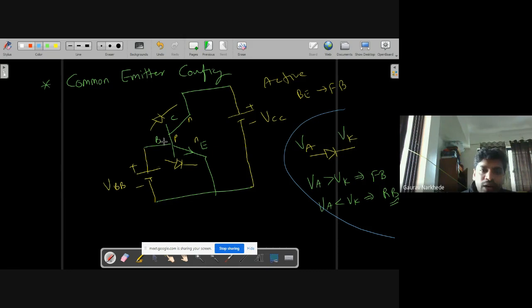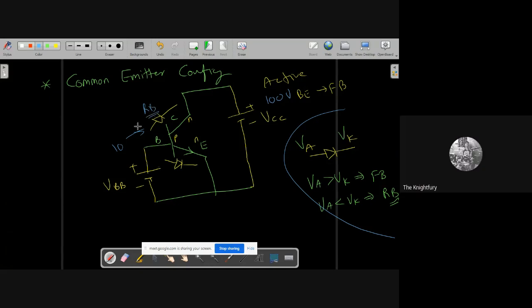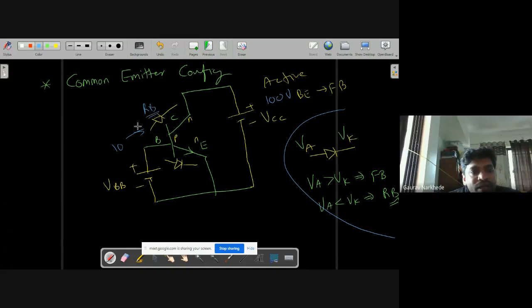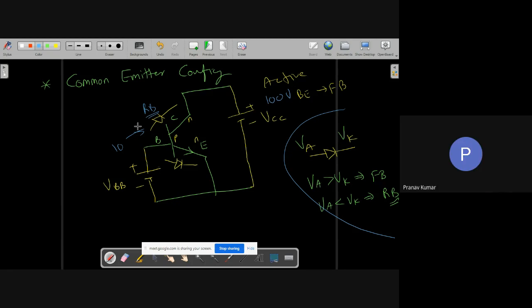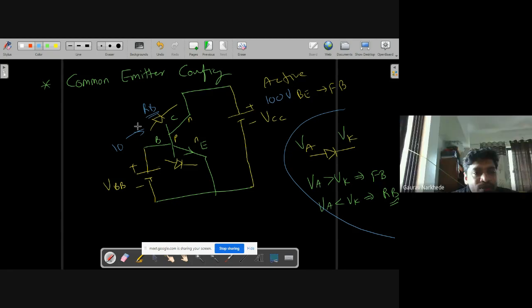Now, if here it is 100 volts, and here it is 10 volts, so VA is 10 volts, VK is 100 volts. So VA is less than VK. So this is in reverse or forward? Reverse bias. So you understood how this is configured? This is your common emitter configuration, right?